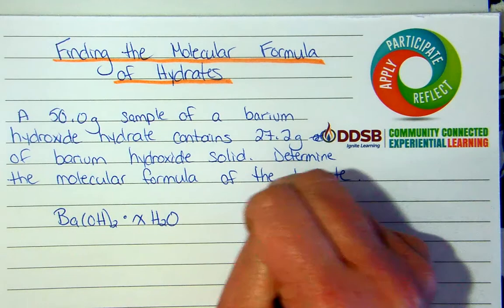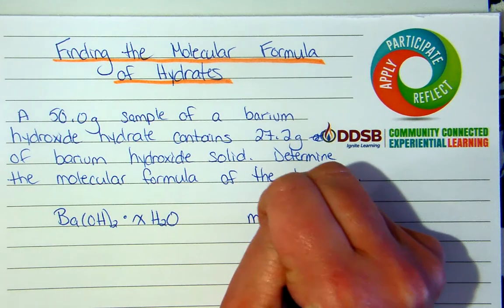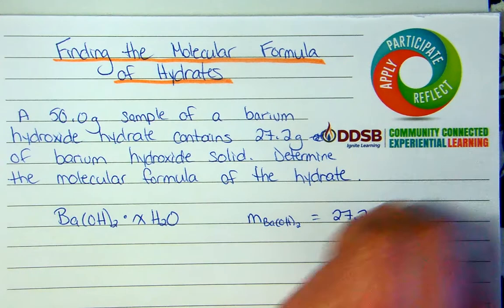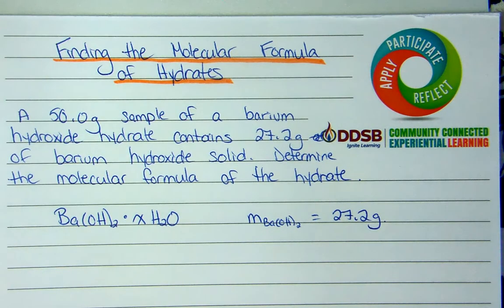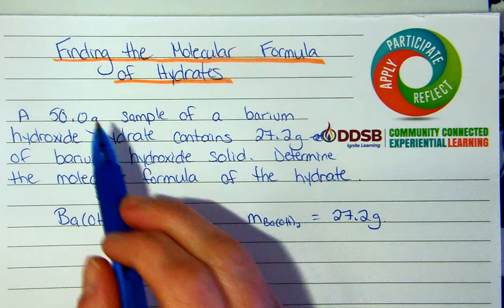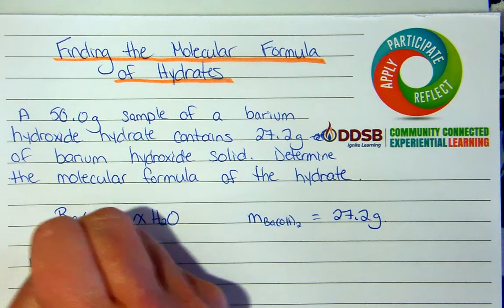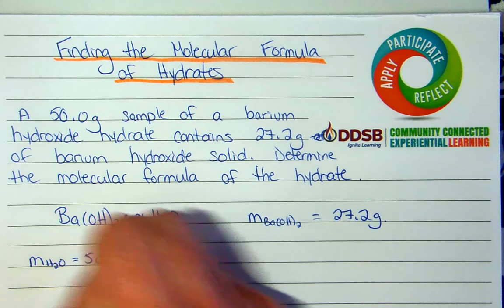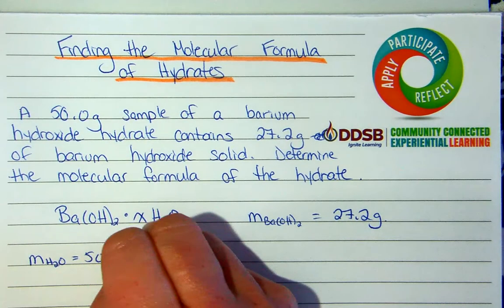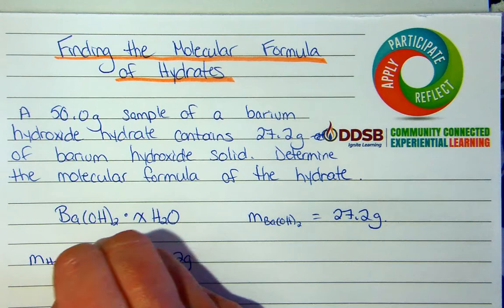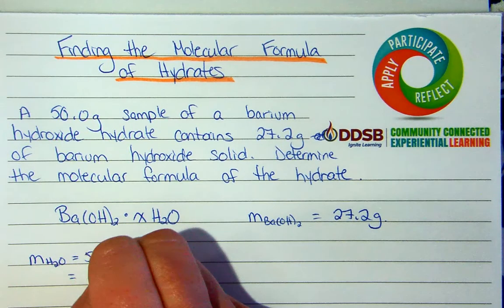We know that the mass of the barium hydroxide solid itself is 27.2 grams. So what we need to find out is what proportion of that was actually water. Well, I'm going to do it over here. So the mass of the water would be the mass of the sample itself, subtracting the mass of the barium hydroxide, which would leave 22.8 grams.